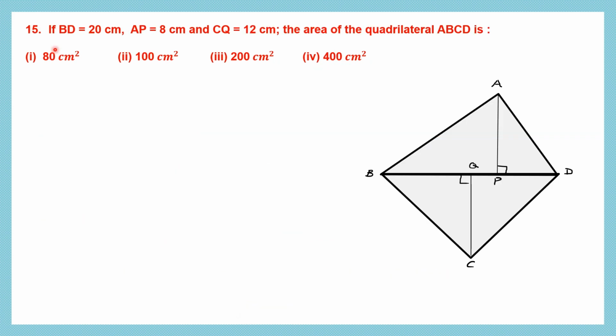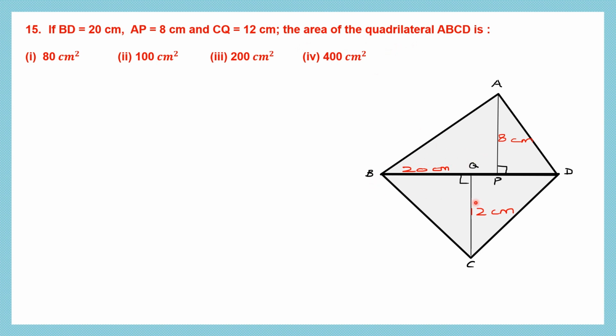Question 15. The figure of a quadrilateral is given to us. There are some measurements given. Let's write it down. If BD is 20 centimeters, so BD is here and this is 20 centimeters. AP is 8 centimeters and CQ is 12 centimeters. All these measurements are given to us. Now we have to find the area of this quadrilateral.